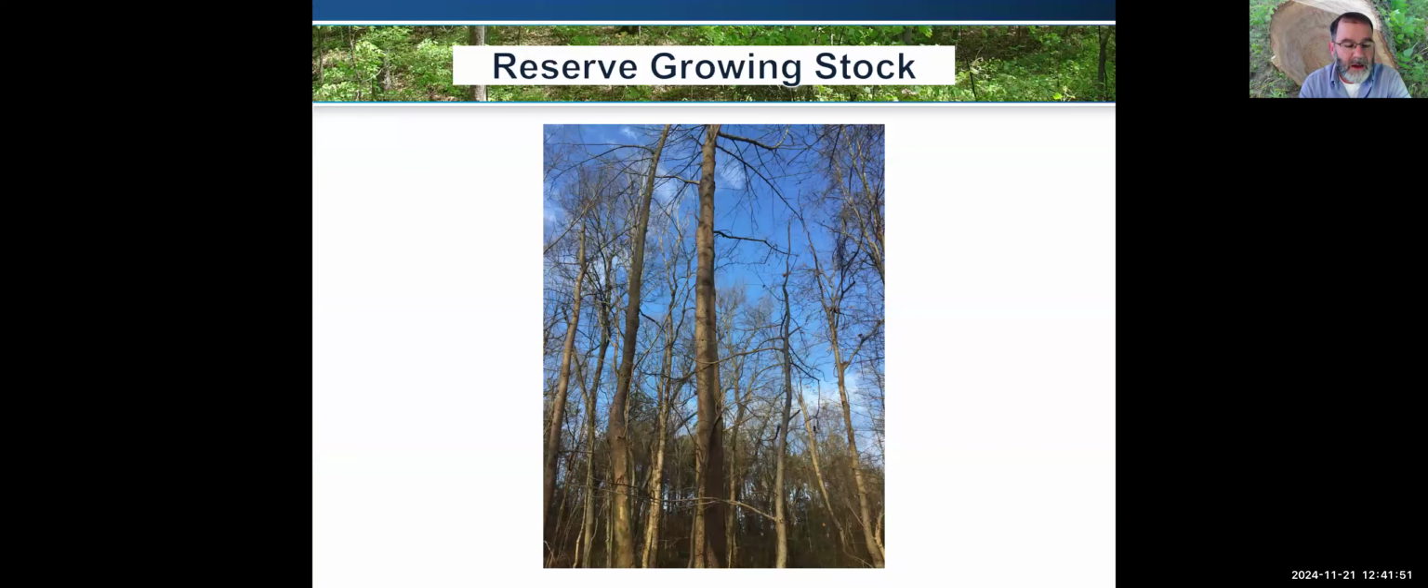Well, reserve growing stock is the next category. What you're looking at here is a 16-inch yellow poplar. So right away, it's not the most desirable species. It does have good form, it's straight, but it does not have good grade. You can see a lot of cat faces, knots, limbs on that tree.